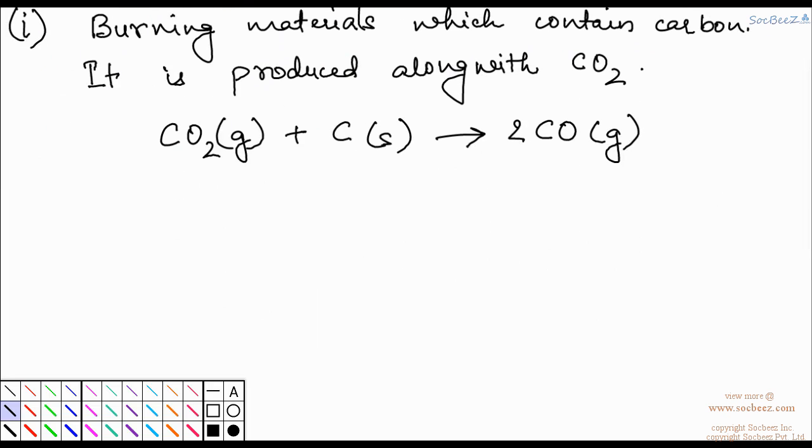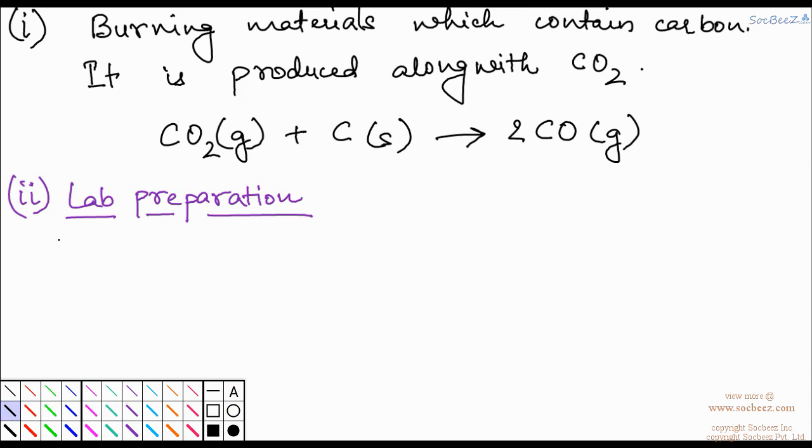Now the second method for the preparation of carbon monoxide would be in laboratories, that is the lab preparation. In lab preparation, now this was the common method. The first method was the common method in which you can produce carbon monoxide in day to day life. In the laboratory, it is prepared by dehydrating methanoic acid.